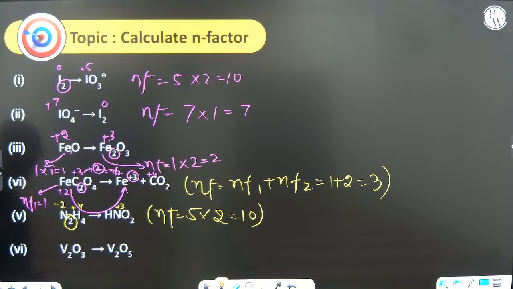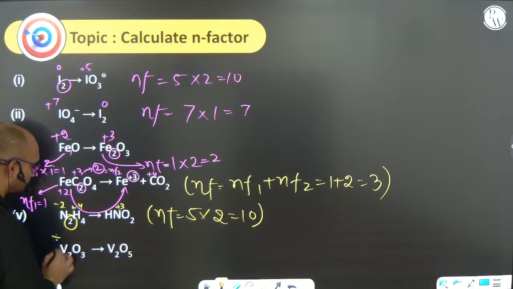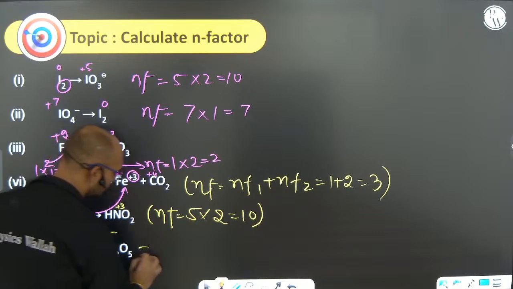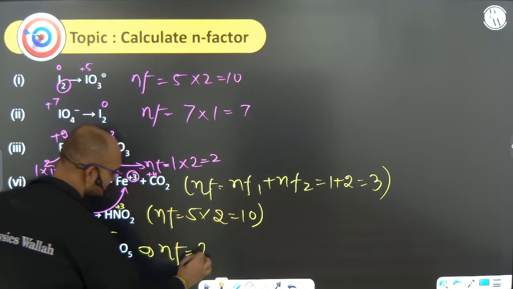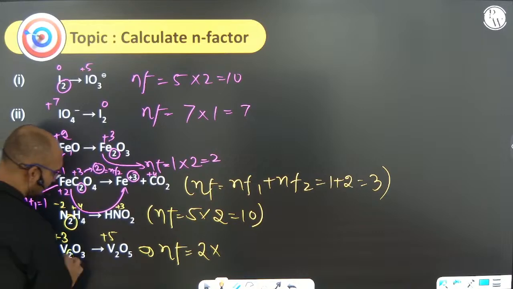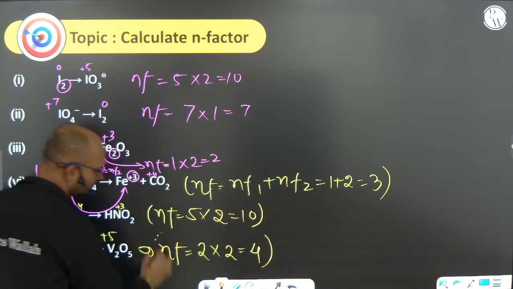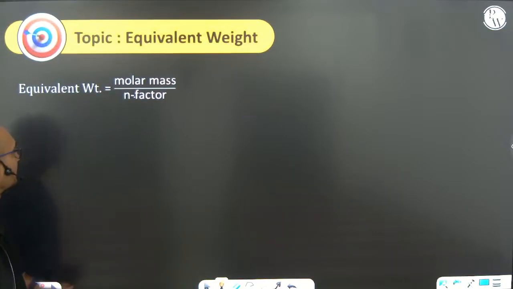Very easy, right? Next, V2O3 converting into V2O5. Here it is +3, here it is +5. Change is how much? I hope you can see that. N factor change is how much? 2. And how many vanadium atoms are there? 2. 2 into 2 is 4. I hope it's very easy for you. You can do that. Next, equivalent weight.